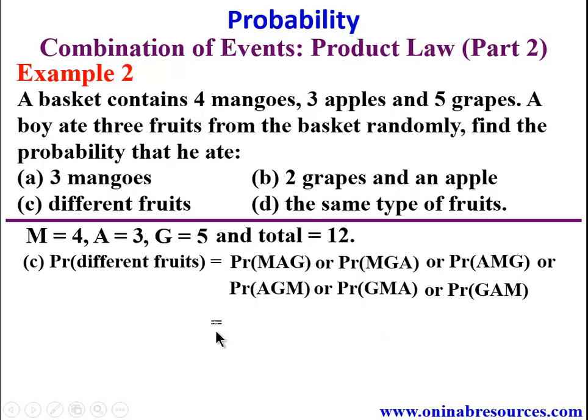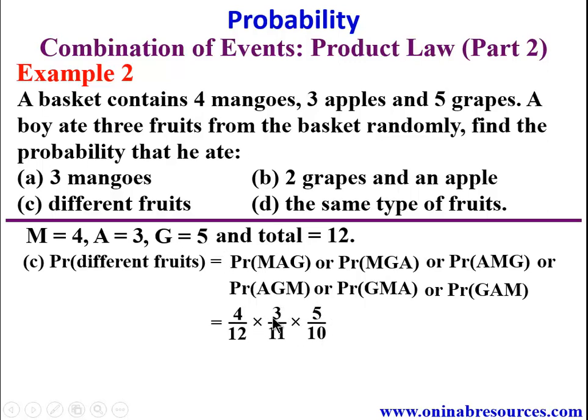So the probability of picking the first one, mango, will be 4/12. He has eaten that one. So there are now 11 fruits. So the probability of picking the second one, apple, we still have our apple intact. That's going to give us times 3/11. And the probability of picking now the third one, grape, will still be 5/10, because 2 fruits are gone. What we are saying here is that if you pick the first one, mango, again, we still have 4/12. If you are picking the second one, grape, will be what?